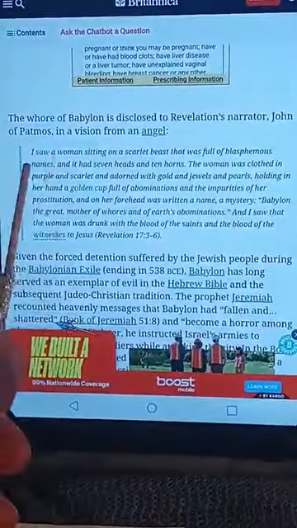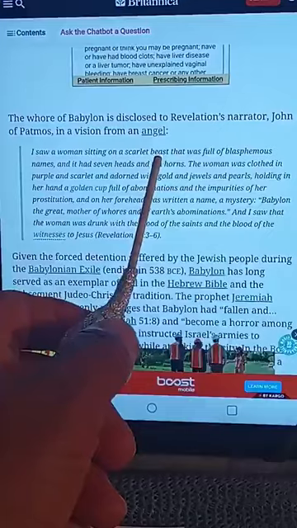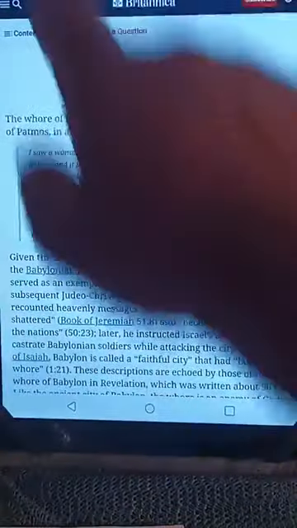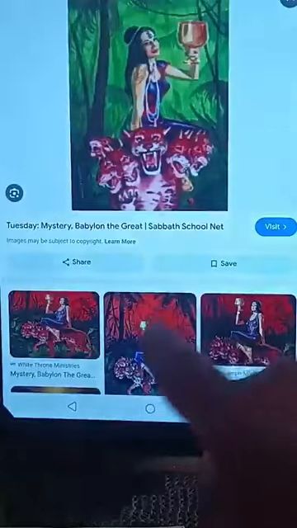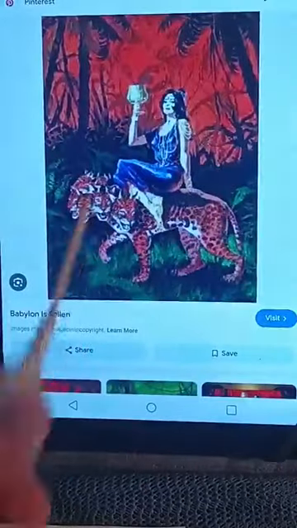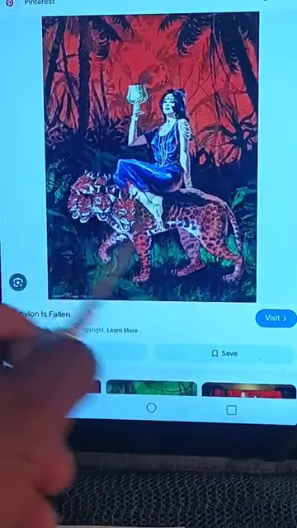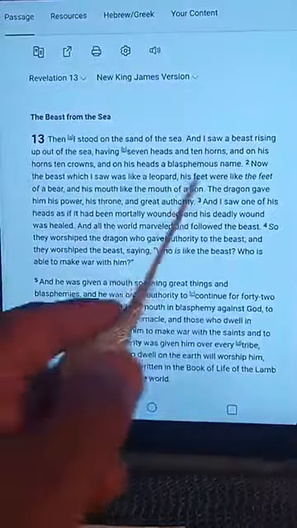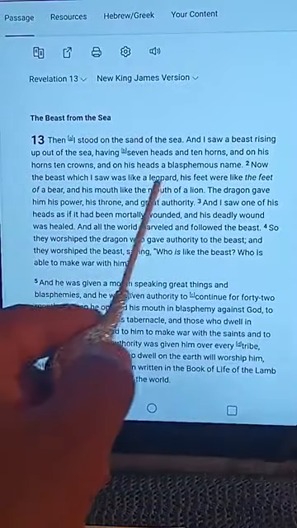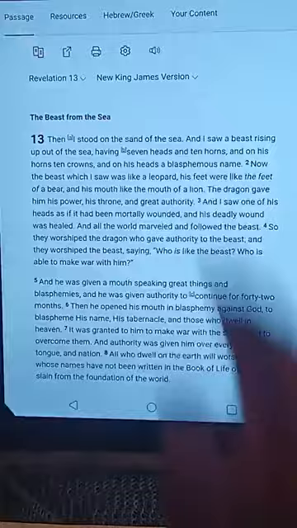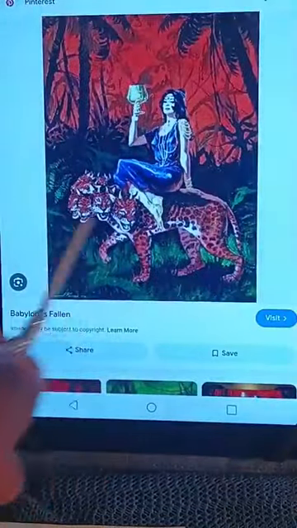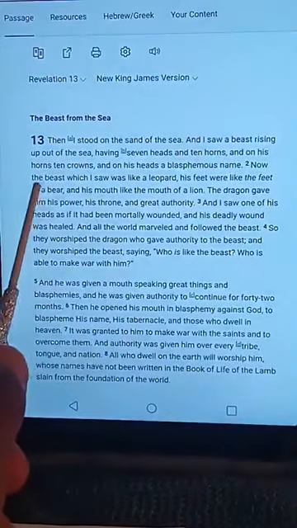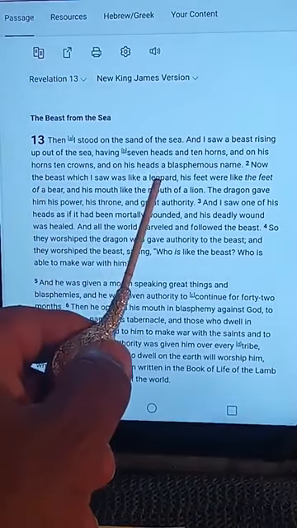What does the whore have? A woman sitting on a beast. It had 7 heads and 10 horns. So this is Satan's father. The beast, which was like a leopard. Does that look like a leopard? It looked like a leopard.